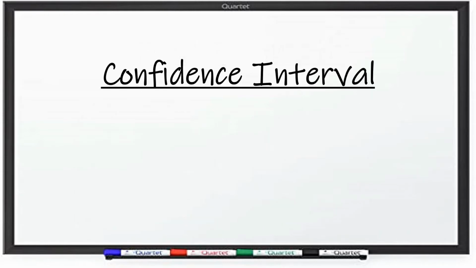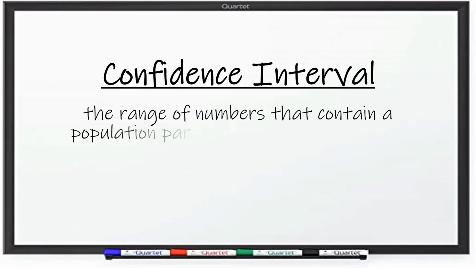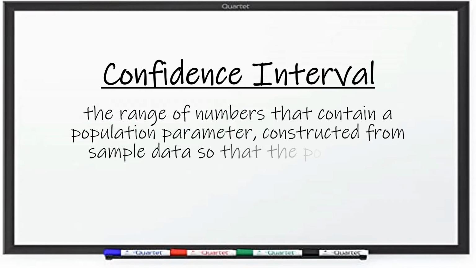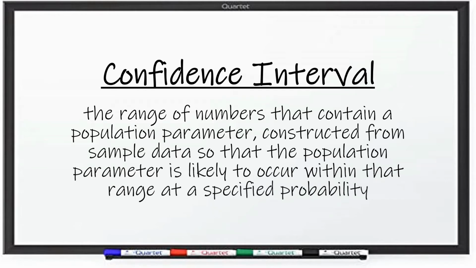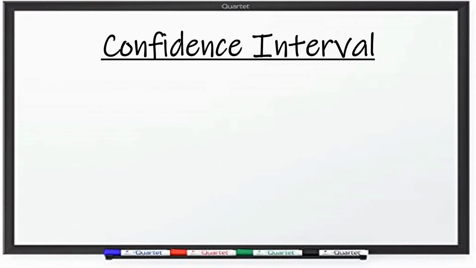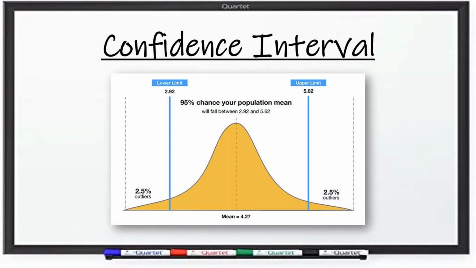A confidence interval is a range of numbers that contain a population parameter. It is a range of values constructed from sample data so that the population parameter is likely to occur within that range at a specified probability. Confidence level describes the uncertainty of the sampling method. The statistic and margin of error define an interval estimate that describes the precision of the method.